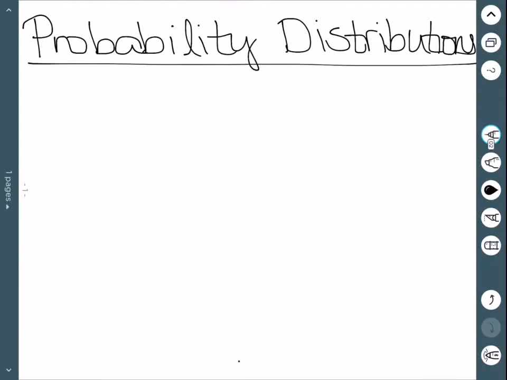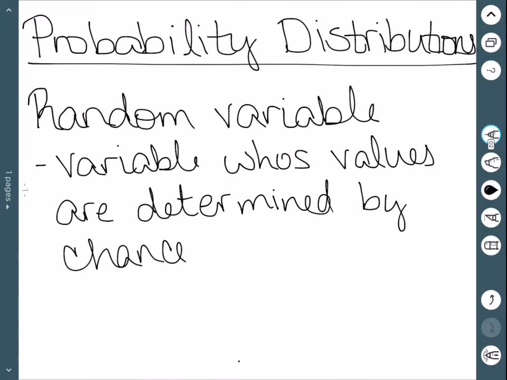Here we'll discuss probability distributions, in particular discrete probability distributions. Before we start this, we need to define something known as a random variable. A random variable is simply a variable whose values are determined by chance. That chance can vary depending on what we're talking about, but anything that's decided based on chance.